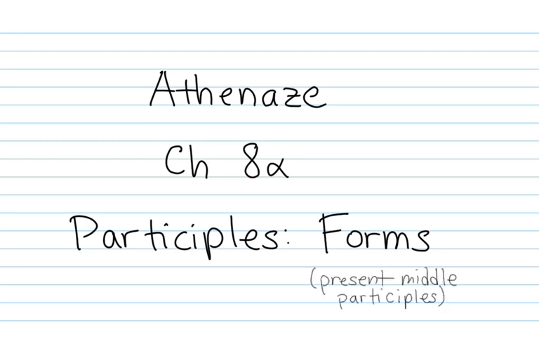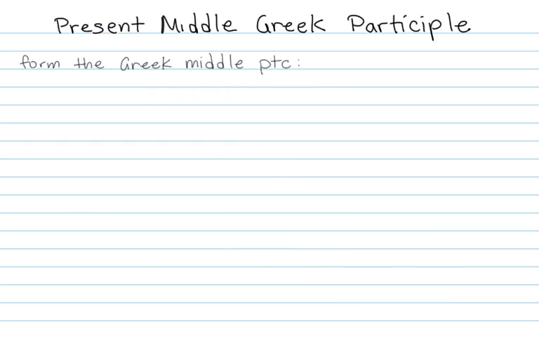So as I mentioned, we're looking at the present middle participle purely because Athenaze introduces that first and then introduces the active participle later. So let's look at how you make the middle participle in Greek. You take the verb stem plus -omen-, and then you add the endings -os, -e, -on. That means it's a regular old 2-1-2 adjective. I believe this is why Athenaze introduces this one first, because the middle participle is 2-1-2, which is the declension that you're most comfortable with at this point.